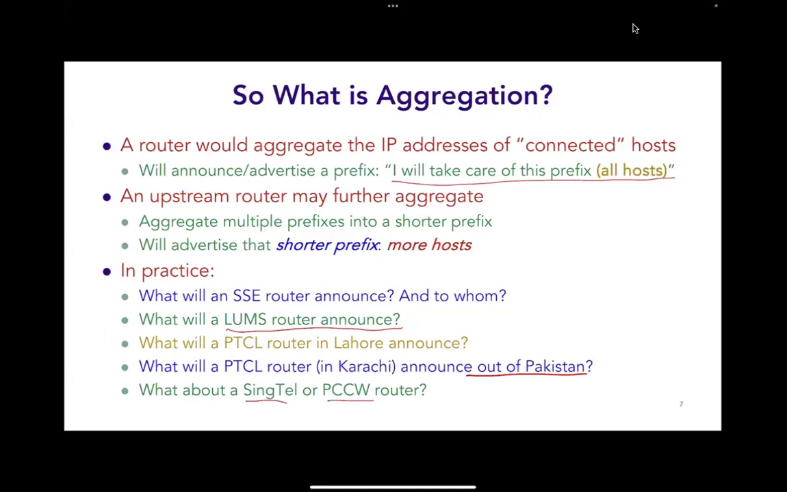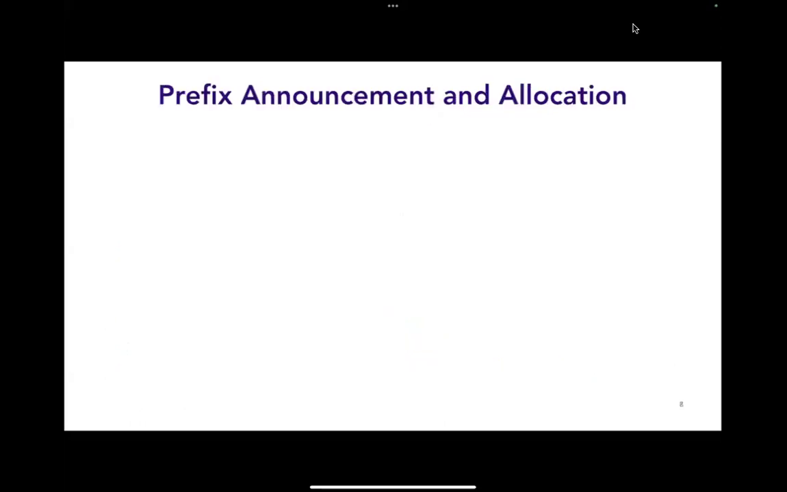And Singapore Telecom and PCCW would be announcing those prefixes further into the internet so that these prefixes propagate throughout the internet, and anywhere on the internet is able to reach any host within LUMS, any host within PTCL's network in Lahore, any host within the School of Science and Engineering building. Okay.